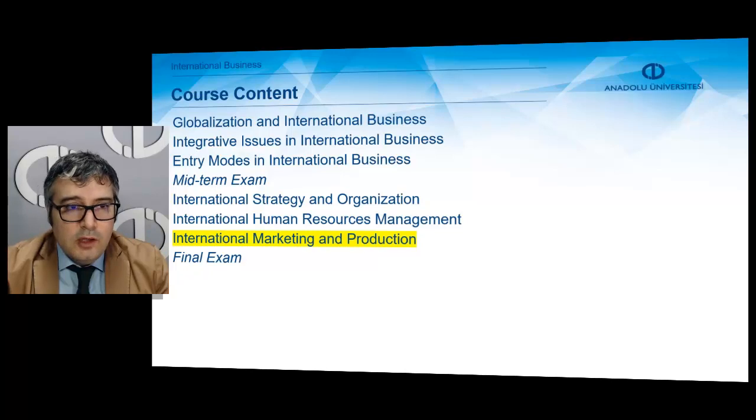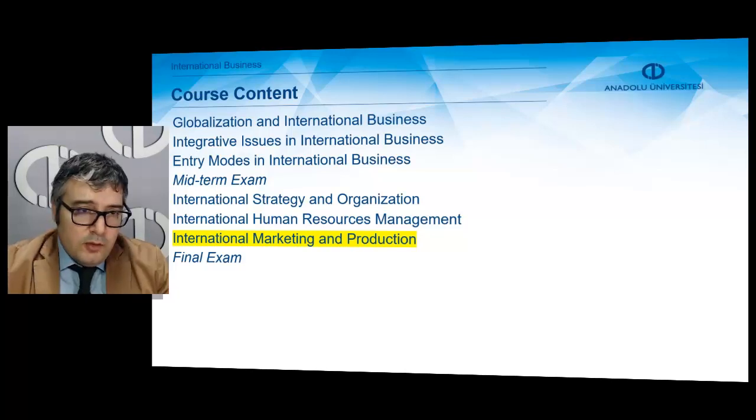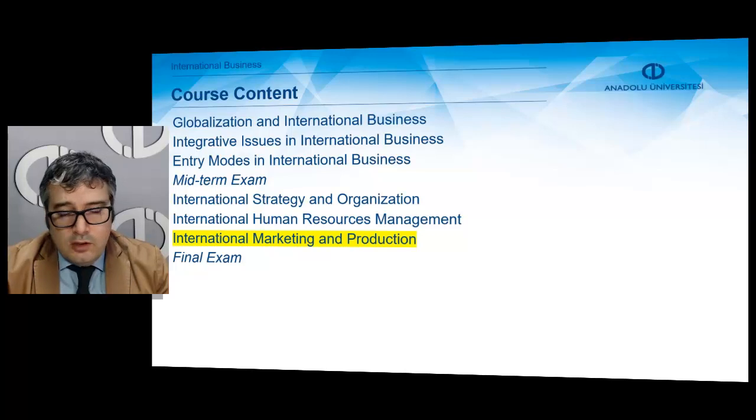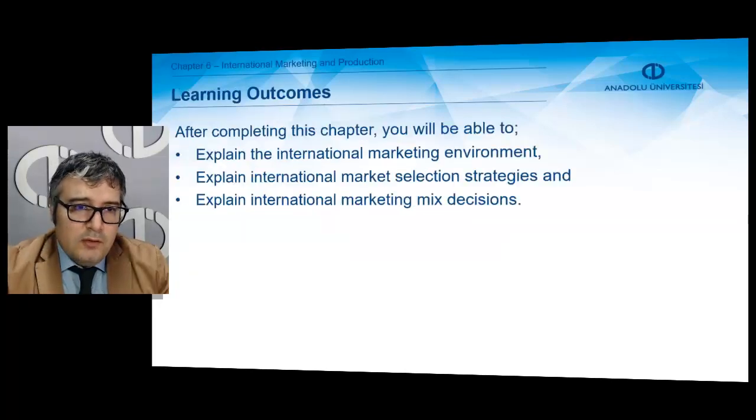So we started with globalization and international business, integrative issues and international business, and entry modes in international business. In the fourth chapter, we focused on strategy and organization in international business settings. And then we looked at international human resource management. Now we are going to look at production and marketing from an international perspective. Let's see what we have in this chapter.